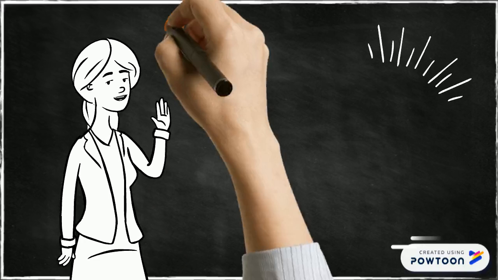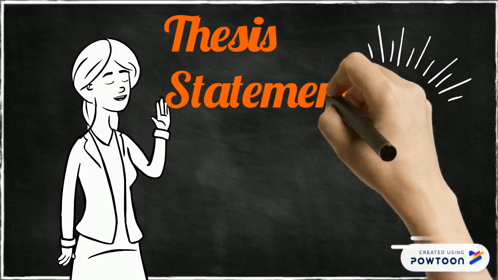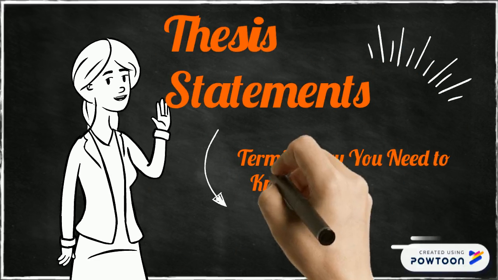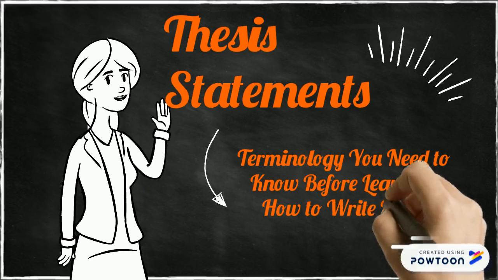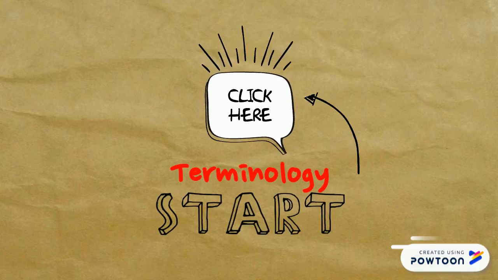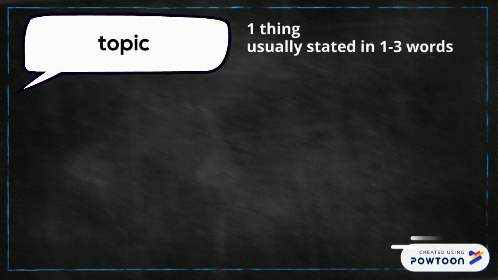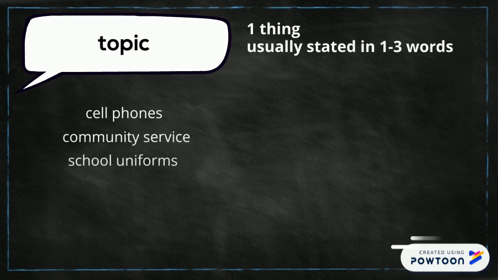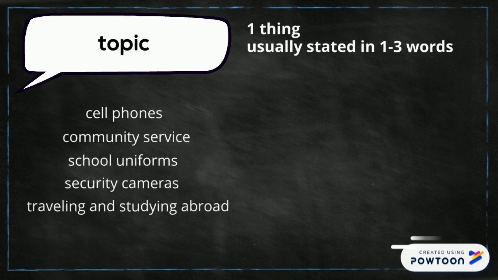Thesis statements. Here's the terminology you need to know before learning how to write them. Let's begin by taking a look at the necessary terminology. Our first term is topic. A topic refers to one thing, and it's usually stated in just 1 to 3 words. Topics could be things like cell phones, community service, school uniforms, security cameras, traveling and studying abroad.